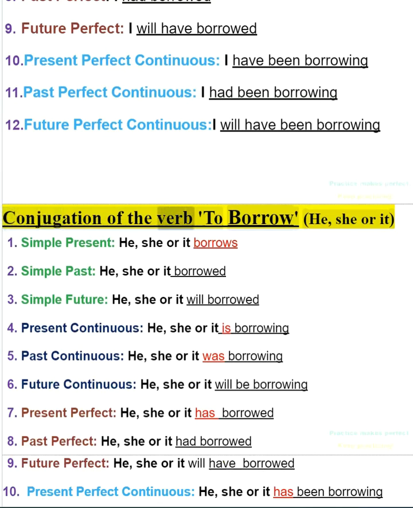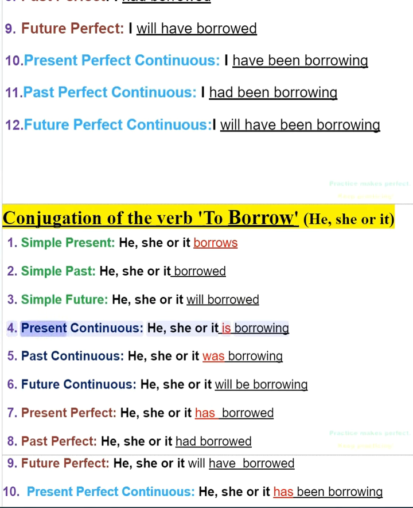Conjugation of the verb to borrow, he, she, or it. 1. Simple present, he, she, or it borrows. 2. Simple past, he, she, or it borrowed. 3. Simple future, he, she, or it will borrow.